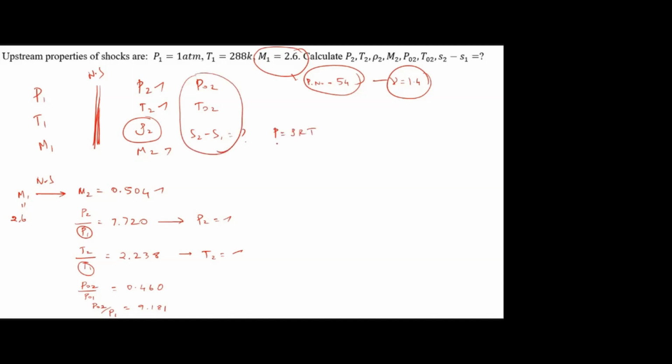P is equal to rho RT. So P2 is equal to rho 2 R T2. P2 is known, T2 is known, and R is 287. From that you can find rho 2. Okay, very good. Then these three.